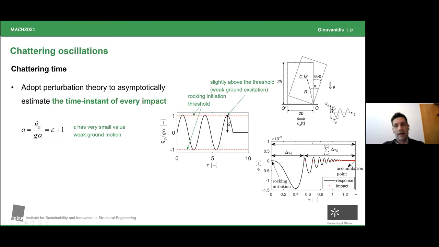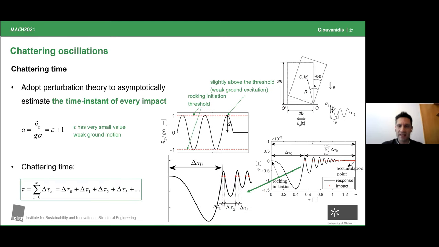In order to define, or to estimate, if you like better, not define, to estimate the chattering time, we need to adopt the perturbation theory. So that's why we introduce a small parameter epsilon, which is connected with the ground excitation. How? The ground excitation amplitude is alpha. It can be written as alpha equals one, which is the rocking initiation threshold, plus epsilon, which is this small value above the rocking initiation threshold.